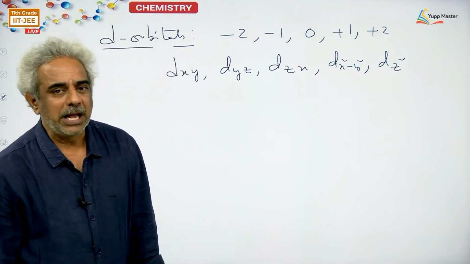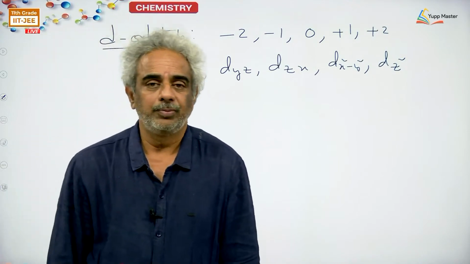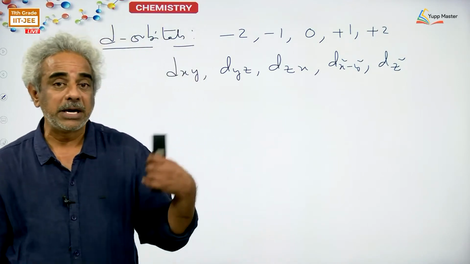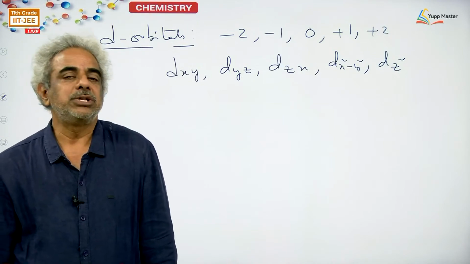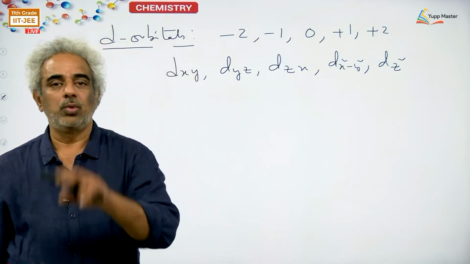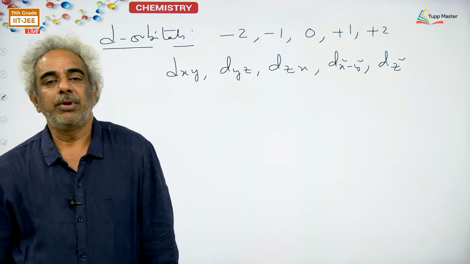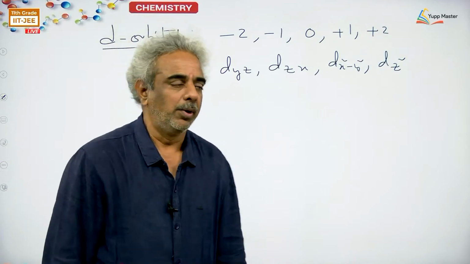These are globally accepted names. What do you mean by dxy? Actually, a d orbital contains more nodal planes. That is why its energy is more. So each d orbital contains two nodal planes. There will be a double dumbbell shape.